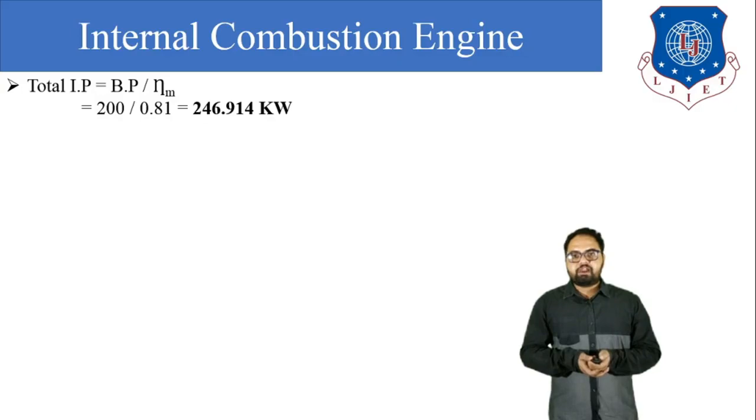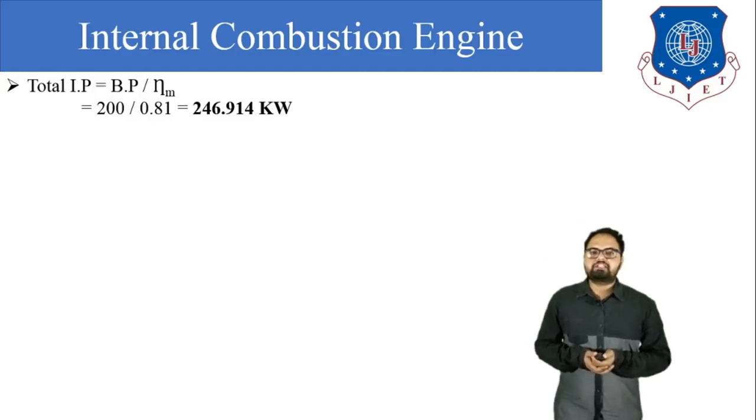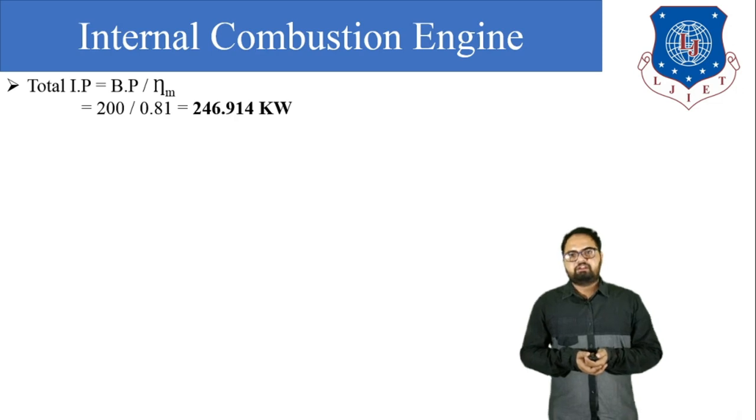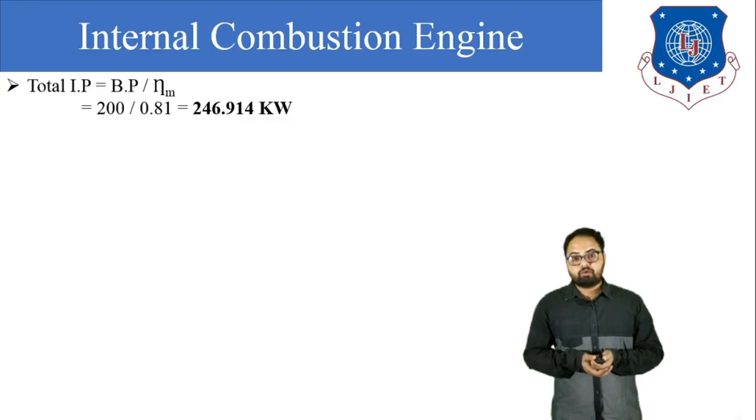We already have the value of mechanical efficiency and brake power. From the equation of mechanical efficiency, we get the value of indicated power. So eta mech is equal to brake power divided by indicated power. We can rewrite this as indicated power is equal to brake power divided by eta mech. By putting the value of brake power, that is 200, and mechanical efficiency, that is 0.81, we get the total indicated power as 246.914 kilowatt. That is the value of indicated power.